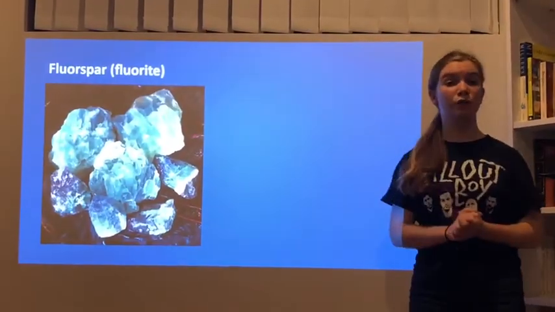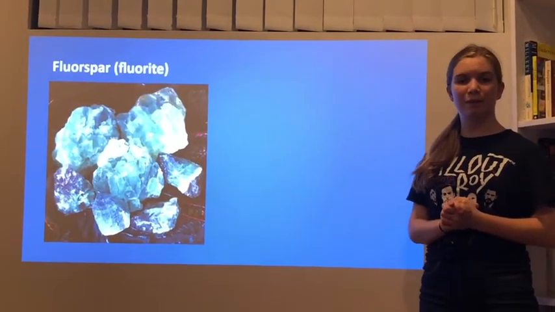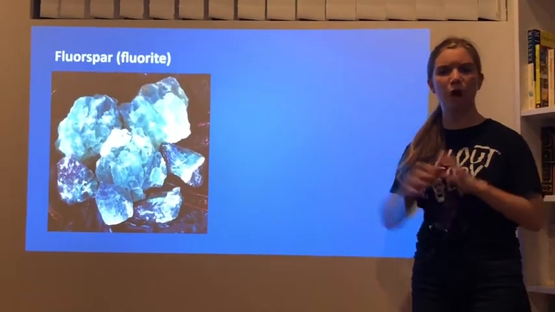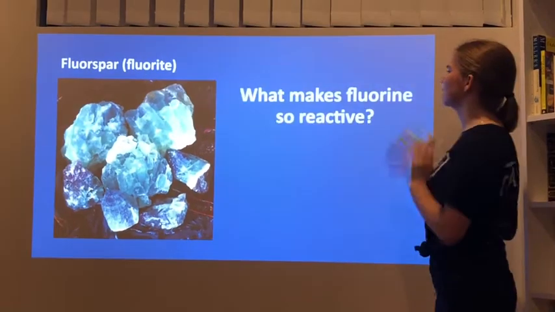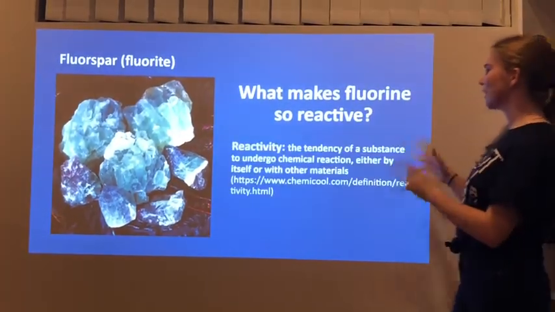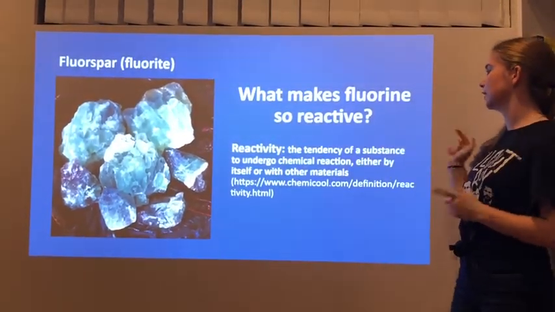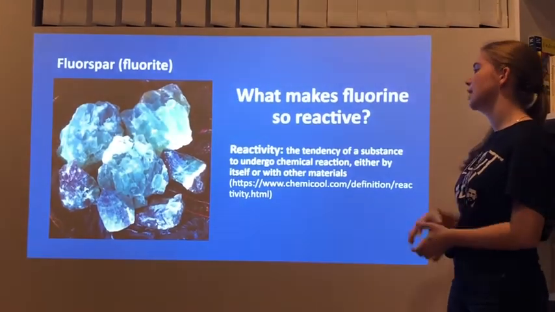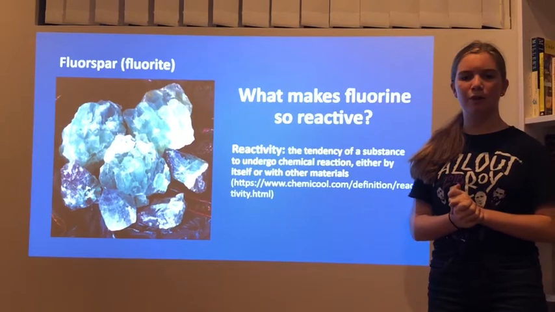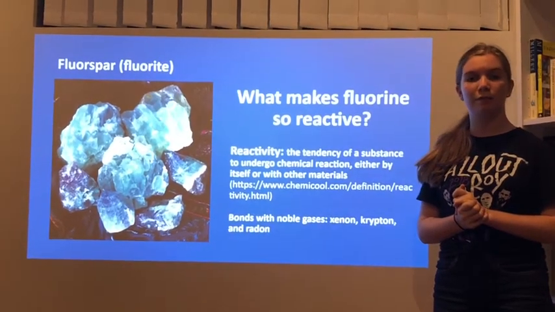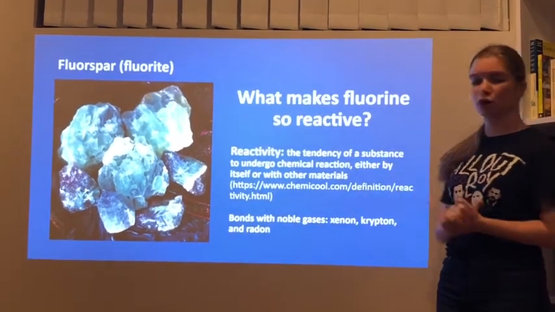Fluorine is also the most reactive of the elements in the periodic table, meaning it isn't found in nature in its pure form, often in minerals in the Earth's crust, making it very hard to isolate. But what makes fluorine so reactive? Reactivity in chemistry is a tendency of a substance to undergo chemical reaction, either by itself or with other elements. This causes fluorine to form bonds with many of the other elements in the periodic table, including some noble gases.